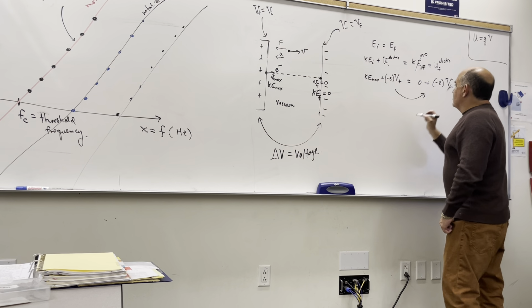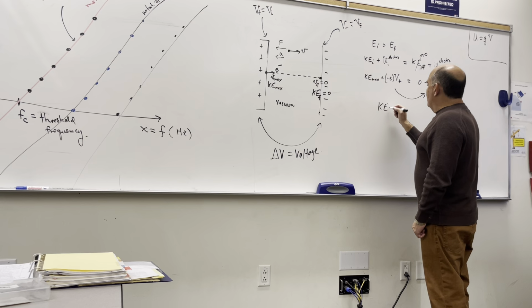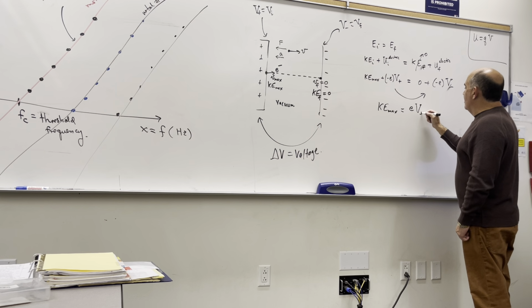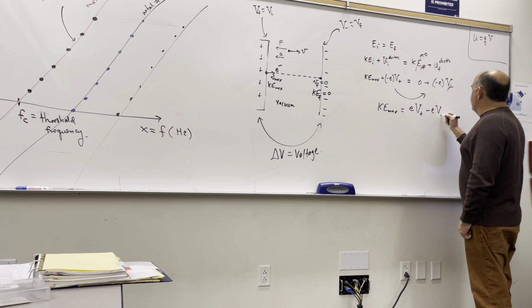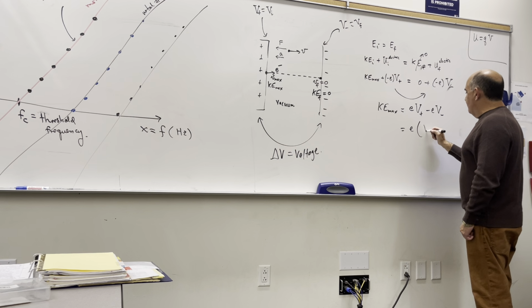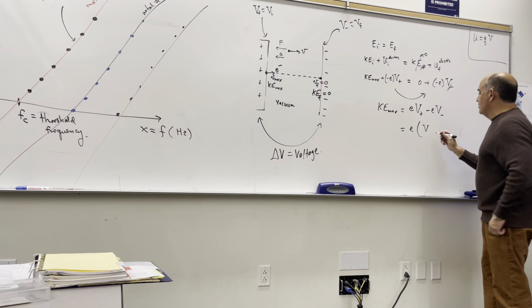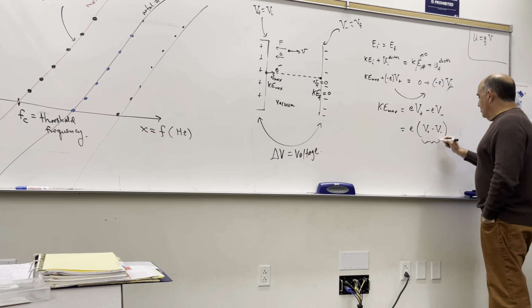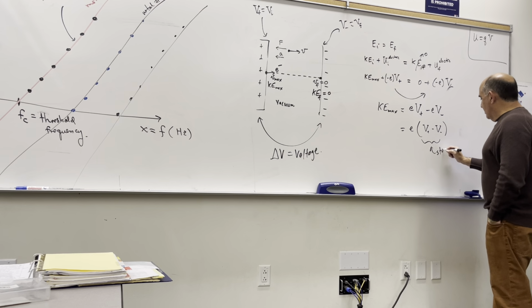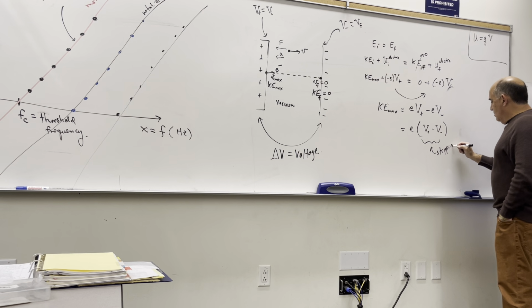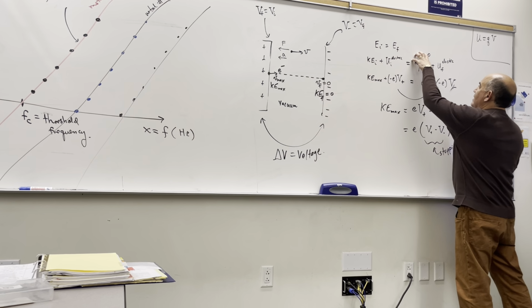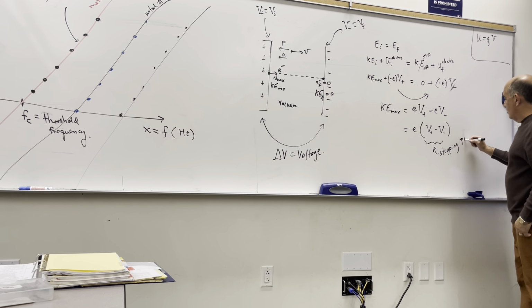So then you bring this term over to this side, and so the maximum kinetic energy equals E times V plus minus E, V minus. This is E, and then you factor that out. This is the charge of the electron, 1.6 times 10 to the minus 19. And this is that voltage. It's called the stopping potential, because it's the potential difference between the plates that they move through to make them stop.